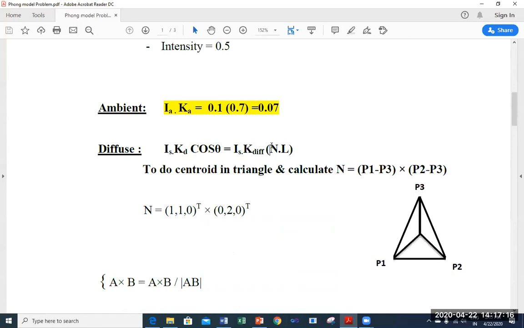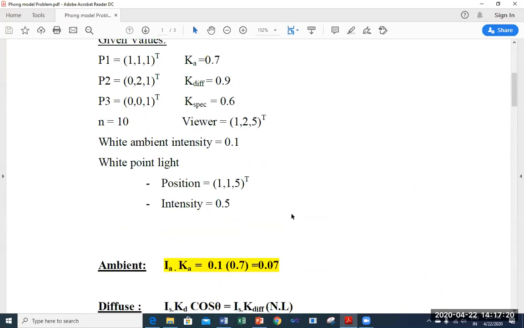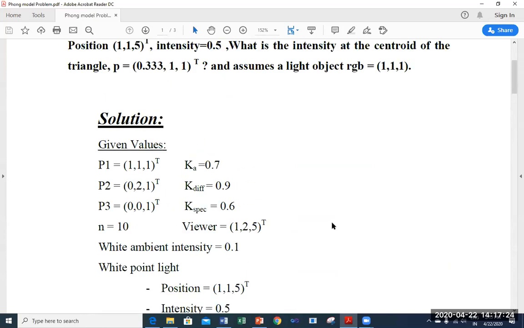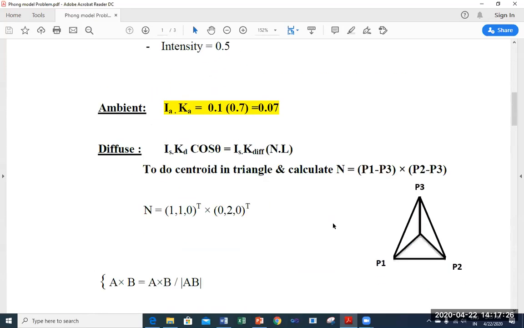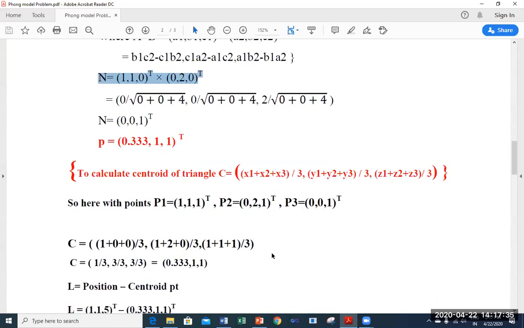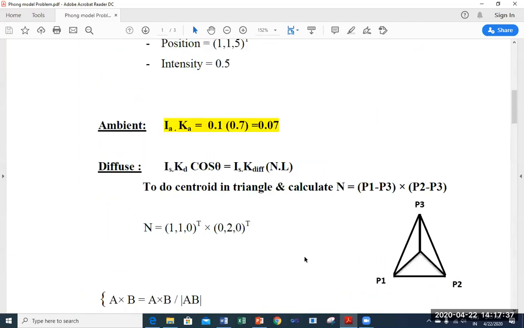Cos theta value is the dot product of n and L. So L value, point, weight point, position. Okay, and here you got the n value. N value is 0 comma 0 comma 1, right? Next you have to calculate the L value.